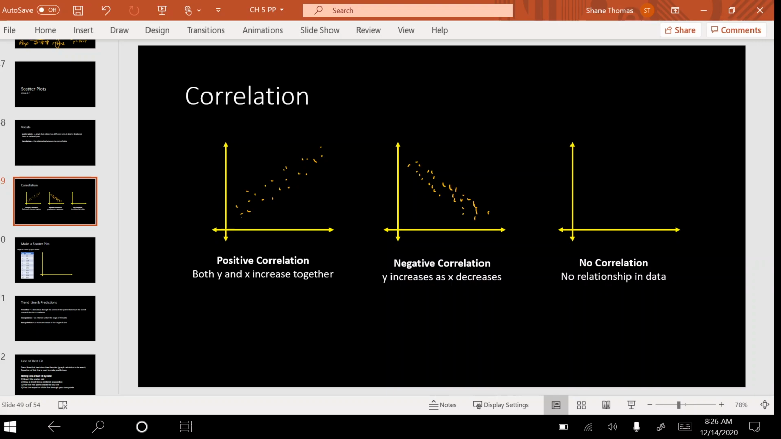All right, then the last one, no correlation. That's when it just looks like you have chicken pox on your graph. They're just kind of all over the place. Is there any form to that? No, they're just random. They're everywhere. There's no form to it. It doesn't look like it's going uphill, downhill, anything like that.